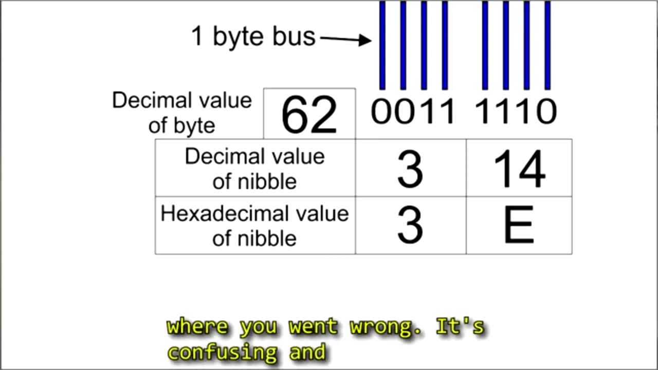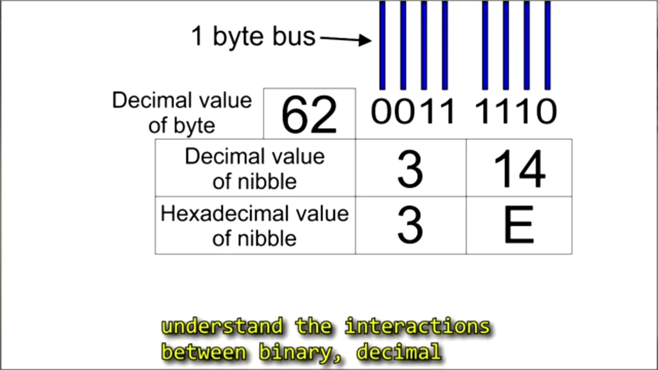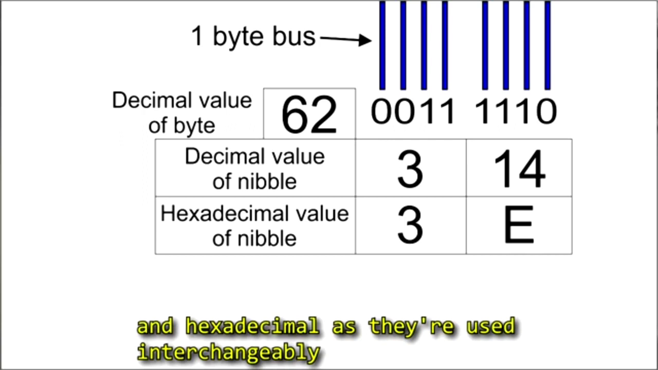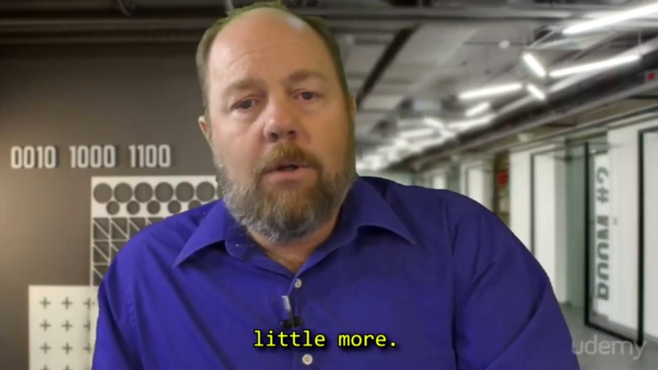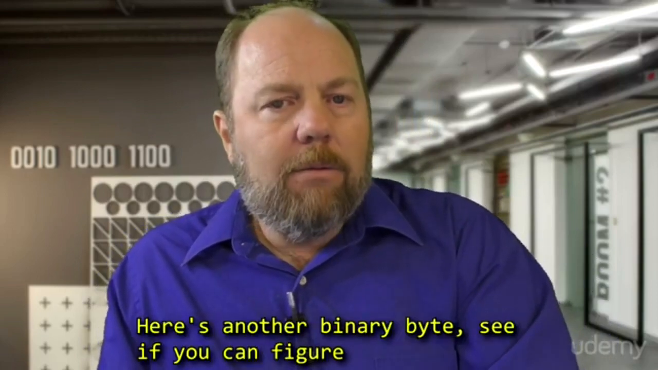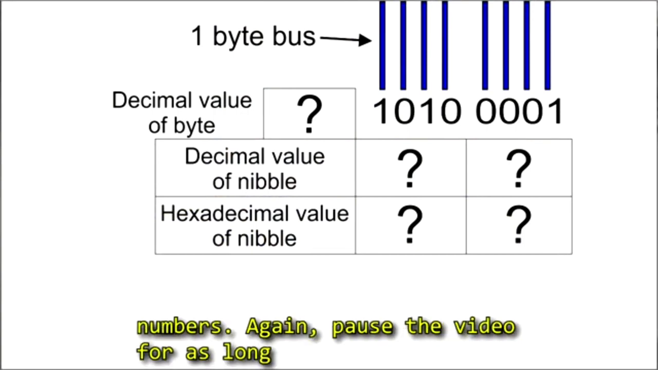It's confusing and complicated at first, but it's critical that you understand the interactions between binary, decimal, and hexadecimal, as they're used interchangeably throughout digital electronics. So let's practice a little bit more. Here's another binary byte. See if you can figure out both the decimal numbers and the hexadecimal numbers. Again, pause the video for as long as you need.